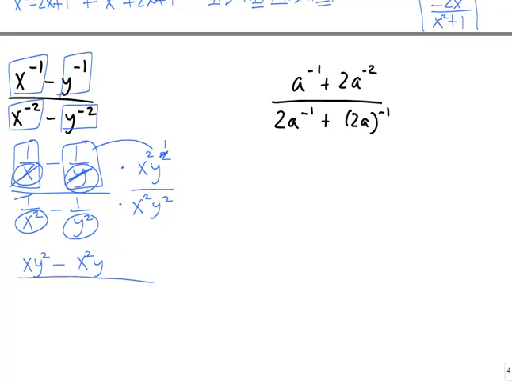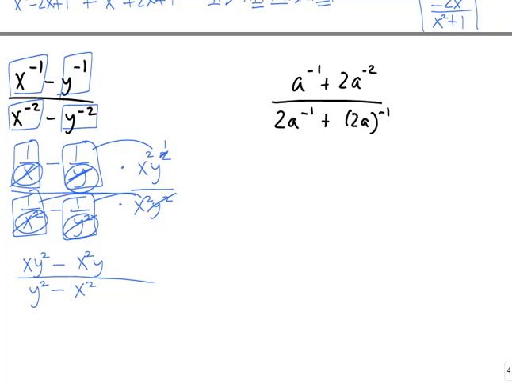In the denominator, I have 1 over x squared. When I multiply that times my x squared y squared, the x squareds cancel out completely, so all I have left is y squared times 1, or y squared. And for my second fraction, we're going to take 1 over y squared, multiply that across, and the y squared cancels out completely, leaving me with x squared times 1, which is just x squared.